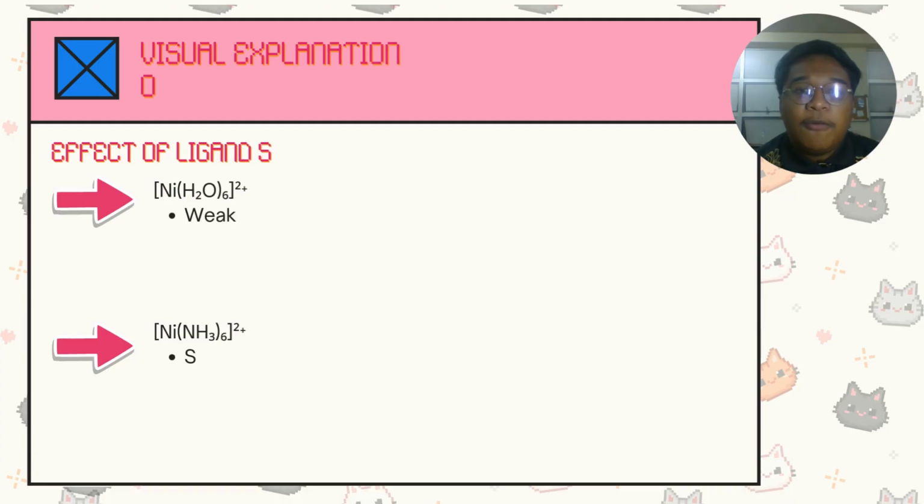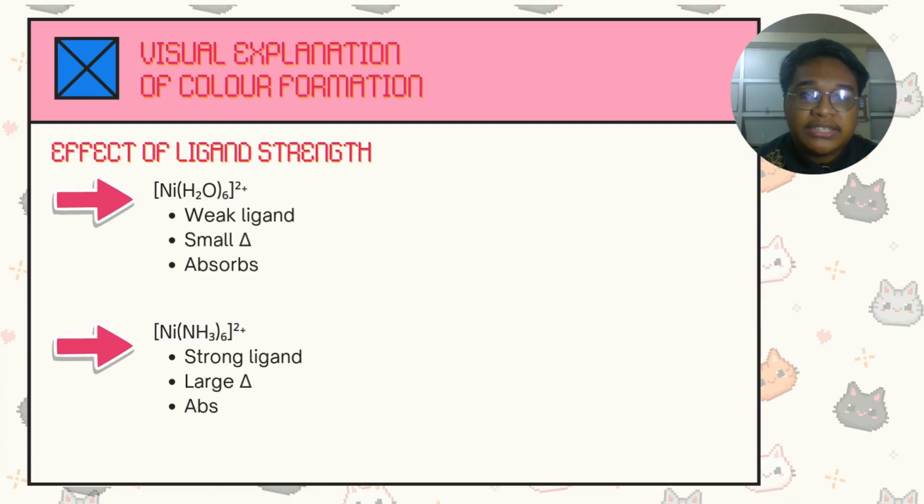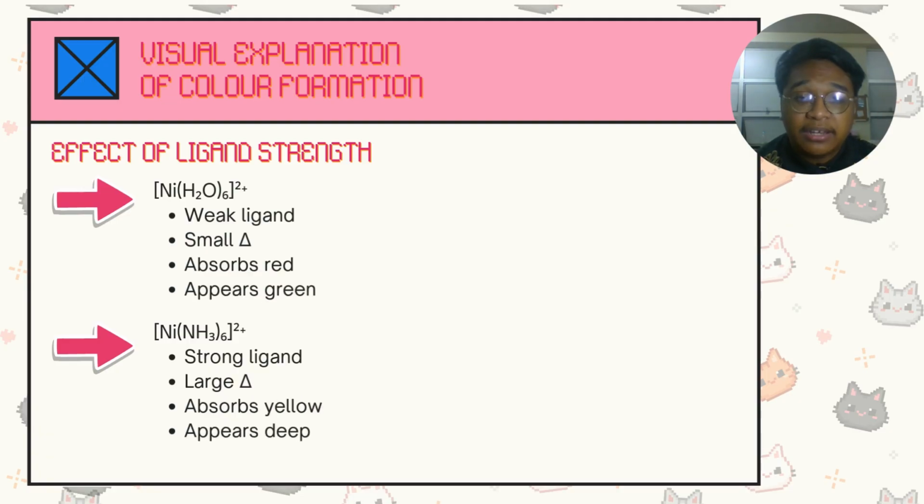For example, in the complex ion [Ni(H2O)6]2+, water is a weak field ligand. So the splitting is small and red light is absorbed, making the complex appear green. In contrast, [Ni(NH3)6]2+ contains ammonia, a strong field ligand, which causes larger splitting and absorption of yellow light. So the complex appears deep blue. This shows that the same metal ion can have different colors depending on the ligand. In conclusion, the color of a complex ion is caused by d-d transition, which depends on crystal field splitting, ligand strength, and the energy of light absorbed.